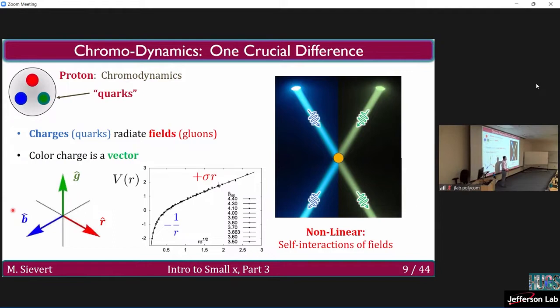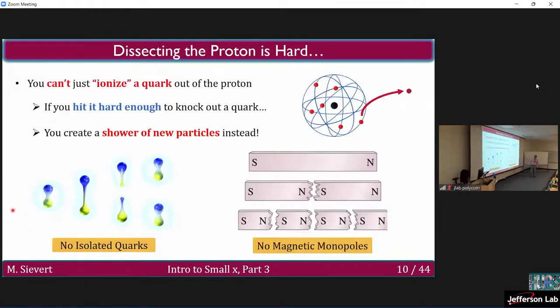Sigma has units of force, and it is called the string tension. It has a numerical value of about 1 ton. So that's the statement: if you try to rip two quarks apart, you have 1 ton of force between them that never gets smaller. Of course, that means you can't just ionize a quark out of the proton if you want to measure proton structure. It's not as easy as what we would use to measure atomic structure.